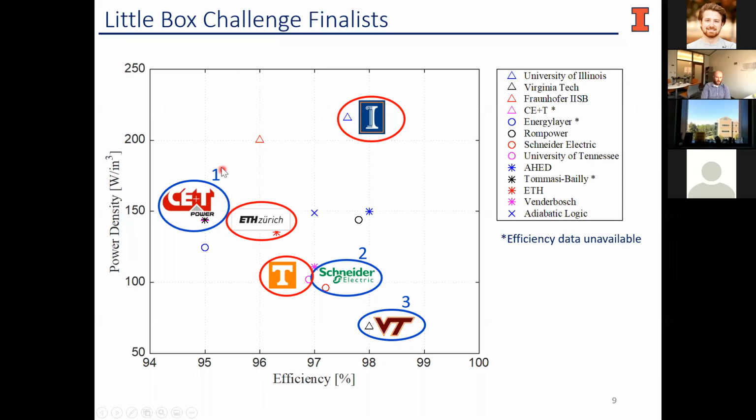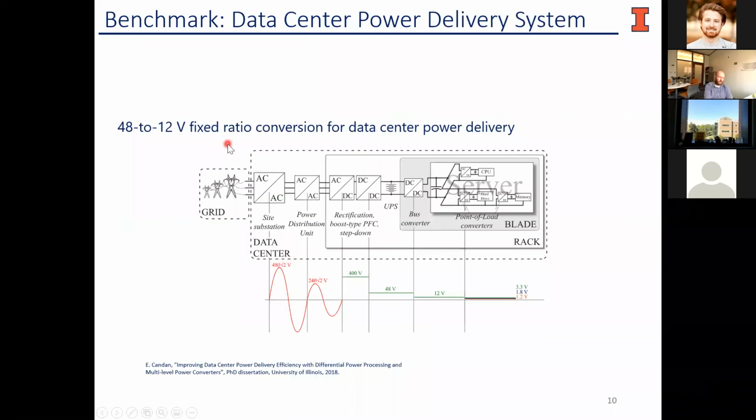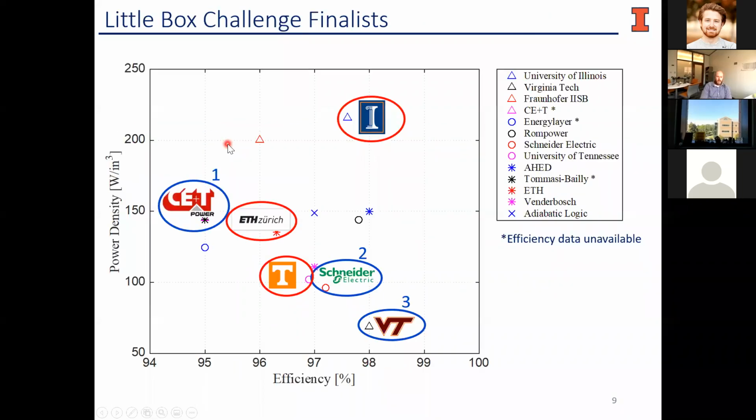So I'm sorry, no, we are talking about number one right here. CET Power is rated here. So they had 150 watts and about 95% efficiency. Schneider Electric was here, and then Virginia Tech was a little bit lower. And what's interesting is there were about 18 finalists, and Virginia Tech actually had the lowest power density of those 18 finalists, but they came in third.